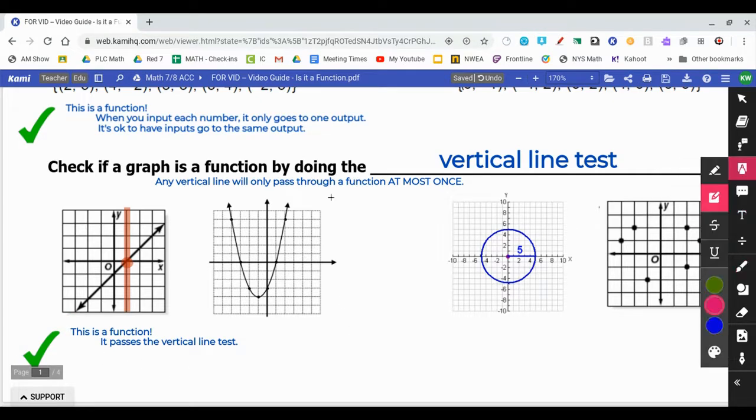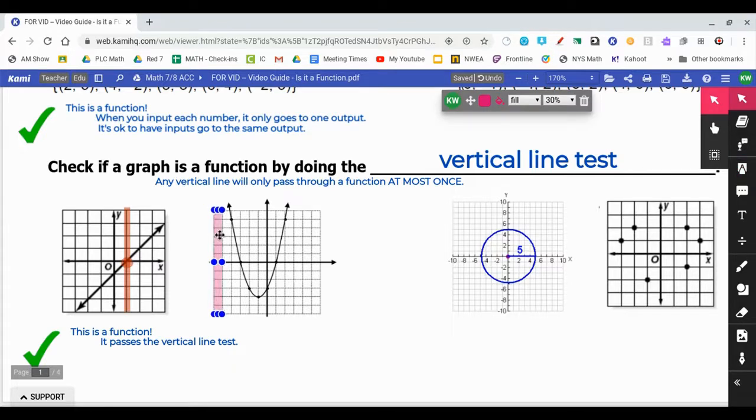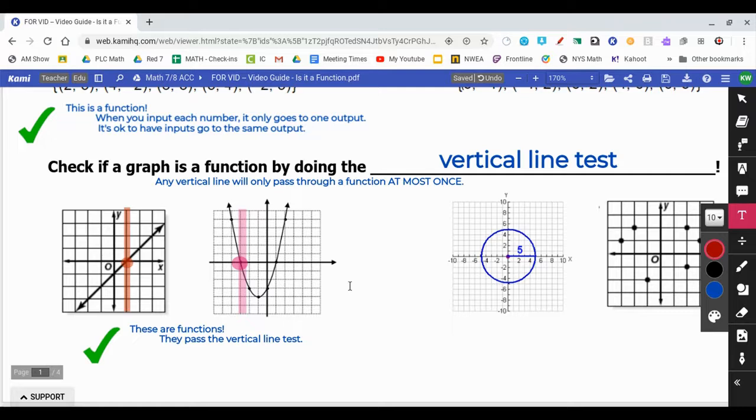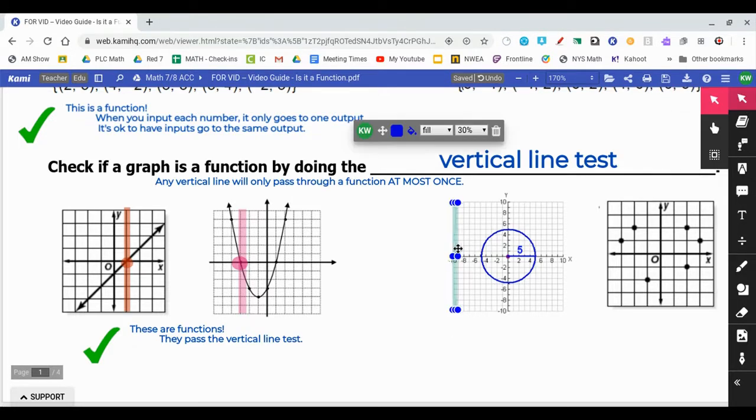So let's take a look at the next example. I'm going to make a vertical line. No matter where I drag this vertical line on the coordinate plane, I again notice that it only intersects with my relationship at most once. So I'm leaving the vertical line here just as an example. That means that this is also a function. So both of these graphs are examples of functions because they pass the vertical line test.